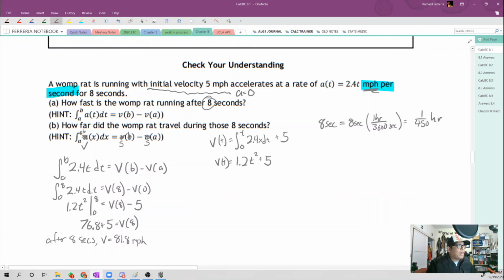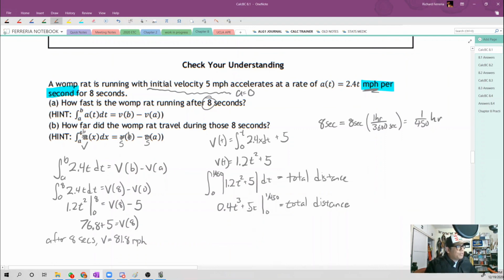But now we're going to convert our 8 seconds to hours, and we get 1 over 450 hours. So when we find our displacement this time, we're going to integrate the absolute value of velocity from 0 to 1 over 450. Now, if you substitute 0 into the velocity function, you're going to get a positive result. And if you substitute 1 over 450, you're still going to get a positive result. So actually, to get the displacement, you don't need the absolute values here. So this is going to be equal to 0.4t cubed plus 5t evaluated from 0 to 1 over 450. That's going to be equal to 0.01111 miles. Multiply that by 5,280 and you get a total of 58.666 feet.